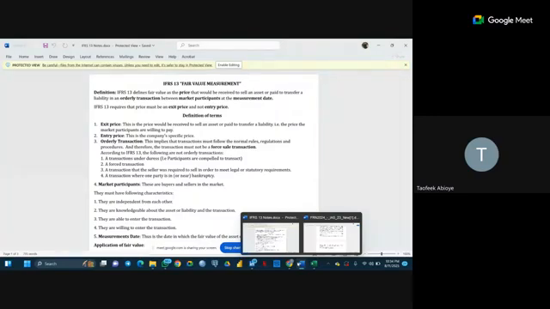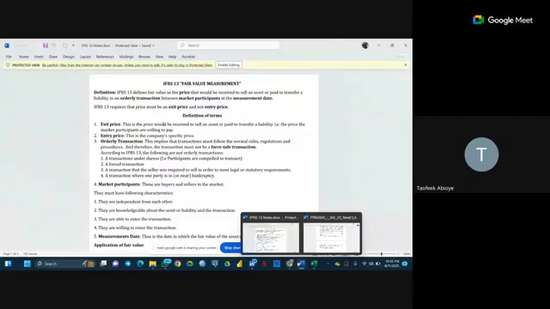So let's look at IFRS 13. It's one of these short and simple IFRS. IFRS 13 talks about fair value measurement. Fair value measurement is the price that would be received to sell an asset or paid to transfer a liability in an orderly transaction between market participants at the measurement date.